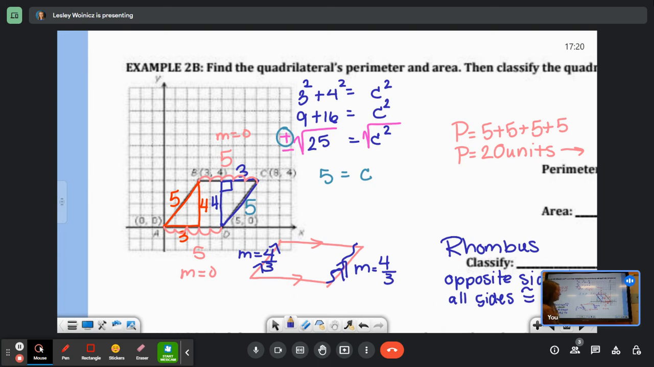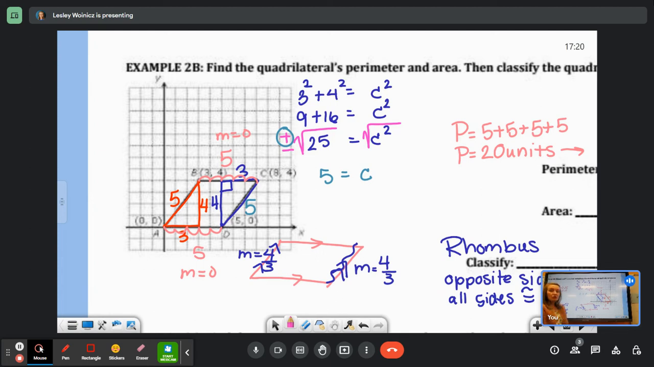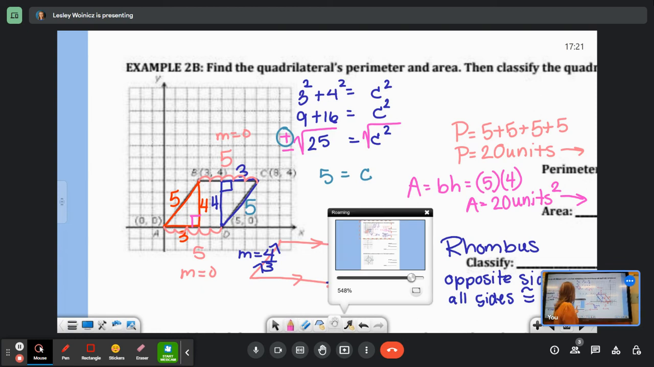Okay, now that we know he's a rhombus, we can find his area. So the area of any parallelogram is just base times height. So area equals base times height. So I have a base of 5 and a height of 4, because remember that the height has to be perpendicular to the base. So that's just 5 times 4. So my area equals 20 units squared. Okay, let's keep it moving.